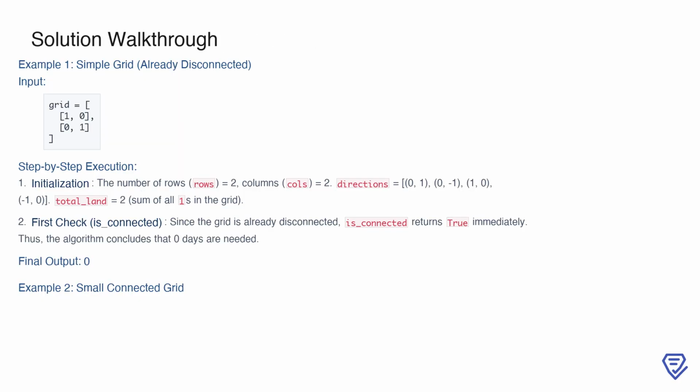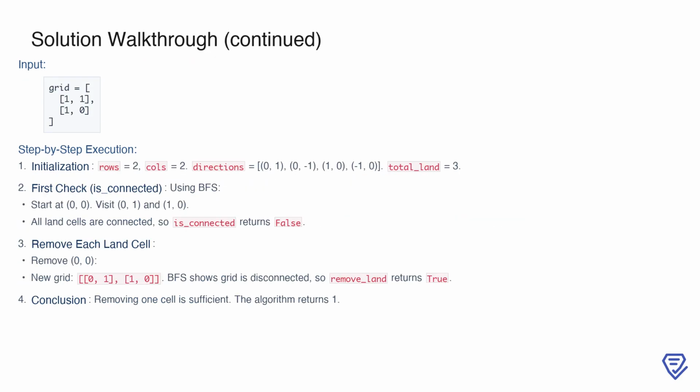Here, we start with a simple 2x2 grid where the land cells are already disconnected. The grid contains two land cells, represented by the value 1, and two water cells, represented by 0. The algorithm begins by initializing the number of rows and columns to 2, and it defines the possible movement directions for traversing the grid. It calculates that there are two land cells in total. Next, it performs the first connectivity check using the is_connected function. Since the land cells are already disconnected, the function immediately returns true, meaning no further action is needed. As a result, the algorithm concludes that 0 days are required to disconnect the island, and the output is 0.